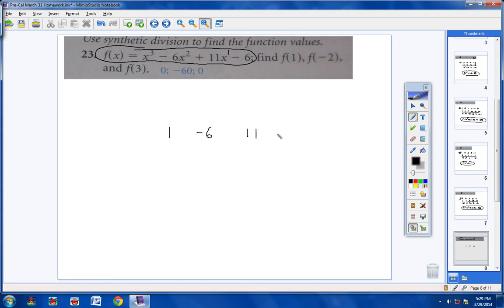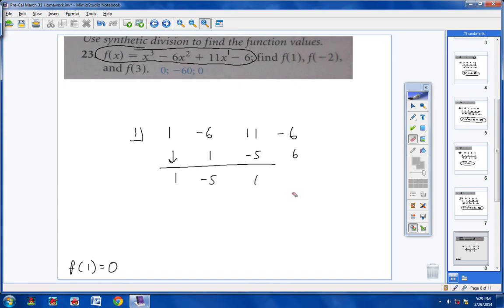So I write my coefficients like this. And now the first number I want to evaluate this function at is f of 1. So I put a 1 here. And notice you don't change the sign. F of 1 means you put a 1 right here, and watch how fast we go. Bring down your first term. 1 times 1 is 1. Combine, you get a -5. 1 times -5 is -5. Combine, you get 6. 1 times 6 is 6. Combine, and you get a 0. So your first answer, f of 1 equals 0, the number you got out.